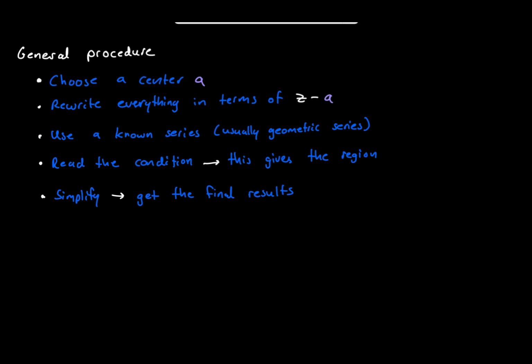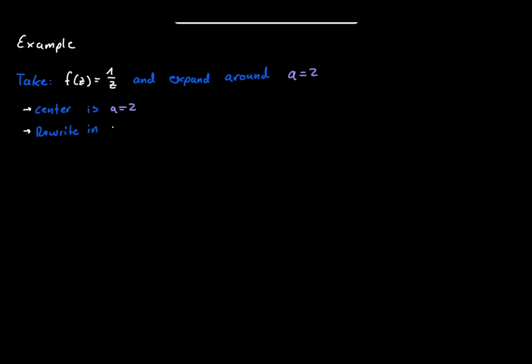Now let's do an example. We take the function 1 over z, and we expand around the point a equals 2. Since the center is 2, our building block is z minus 2. So we rewrite z as (z minus 2) plus 2. This gives 1 over z equals 1 over (z minus 2 plus 2). This step is not random. We are forcing the function to use z minus 2.